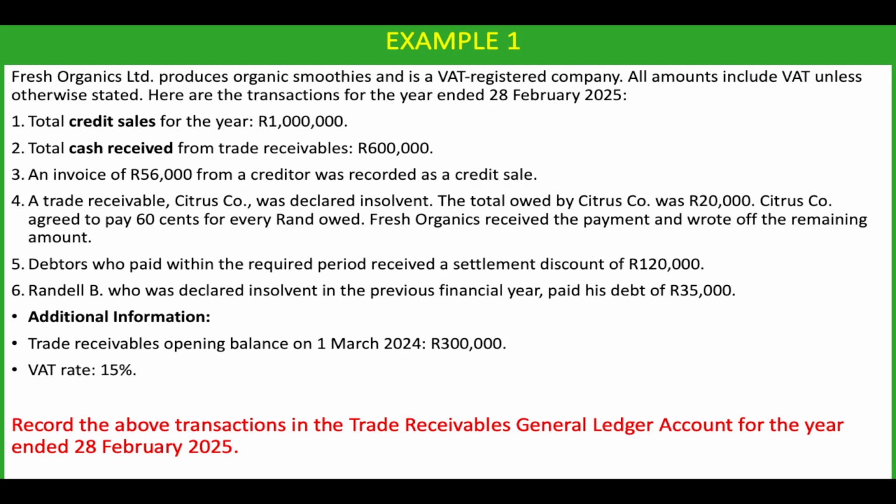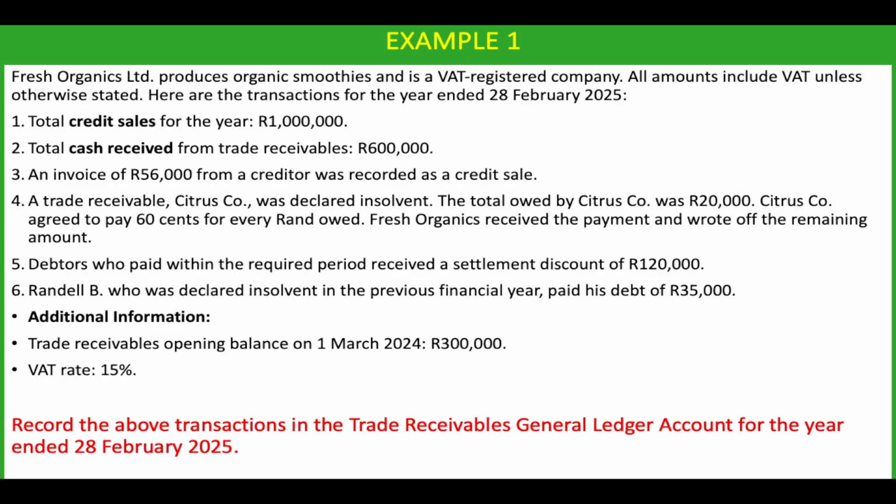And so what is our balance brought down? What is our balance as at the 1st of March 2024? Well, you have to go through the information. You can see the first one talks about credit sales, the second one cash received, the third one an invoice, the fourth one a trade receivable, which is Citrus Cord, the fifth one debtors who paid, the sixth one rental, and additional information: trade receivables opening balance on the 1st of March 2024 was 300,000 Rand. And so that's our opening balance, or that is our balance brought down.